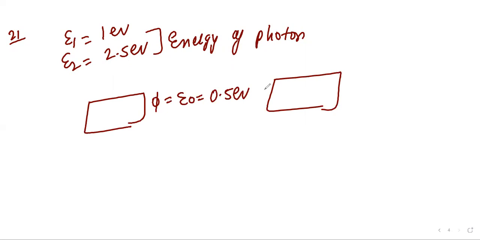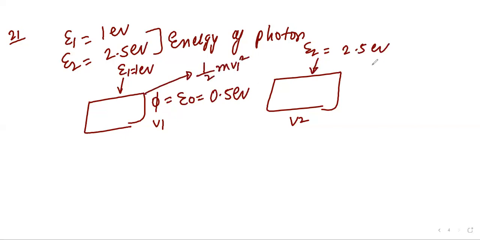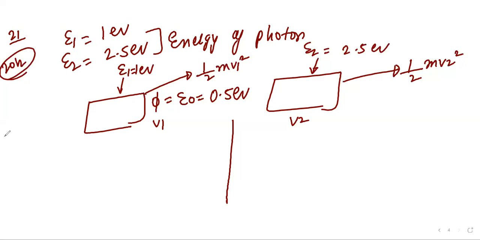The ratio of the maximum speed of the electron. So you have to find V1 for this and for this also, because the energy is different, falling on this. Here the energy value is 2.5 electron volt. Understood? So the electron coming out will have 1 upon 2 m V1 square, and the other electron coming out has 1 upon 2 m V2 square. Asked in 2012. So write the Einstein equation and solve it. Then you will directly get it, right? So there are two cases here. Solve one by one.